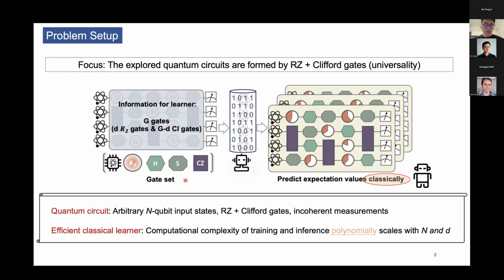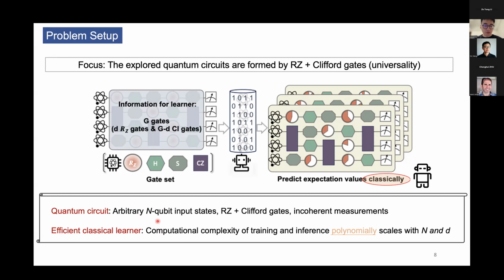So here we focus on encrypted circuits, and we define the number of RZ gates as D, and we define the number of Clifford gates as G minus D, right? So in total, there are G gates. And how to define the efficiency? So here we define the efficiency.